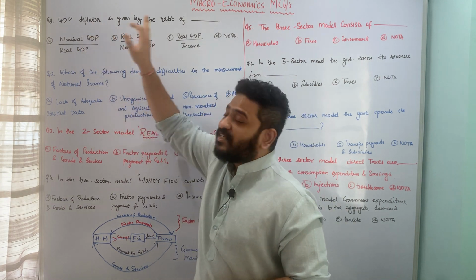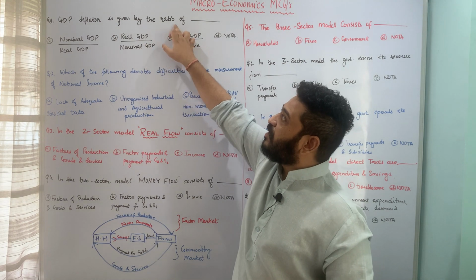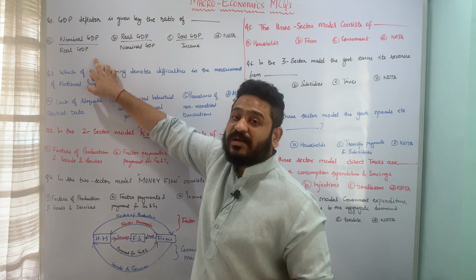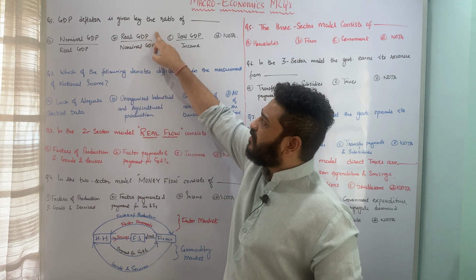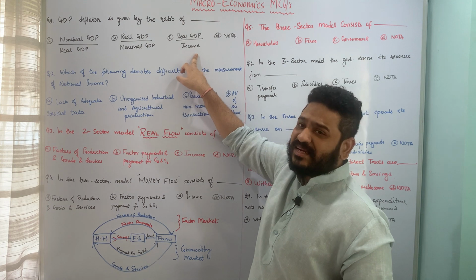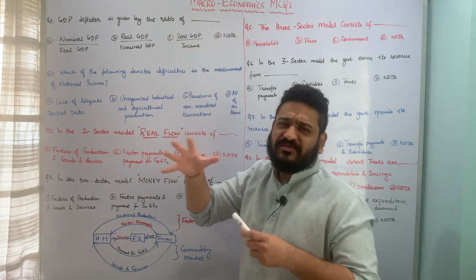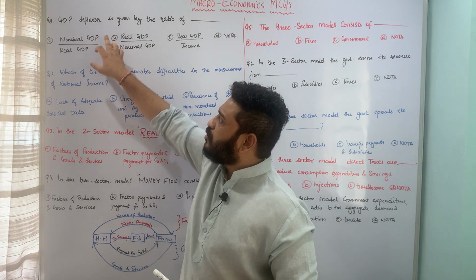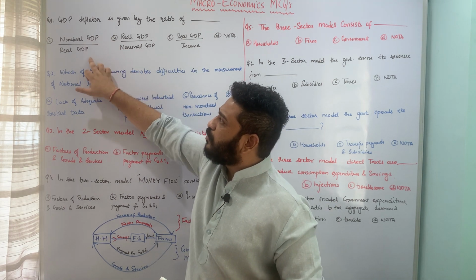So the question is, GDP deflator is given by the ratio of what? The ratio of nominal GDP to real GDP, then we have ratio of real GDP to nominal GDP, real GDP by income, and none of the above. So here the formula is pretty much important, and the formula is the ratio of nominal GDP to real GDP.